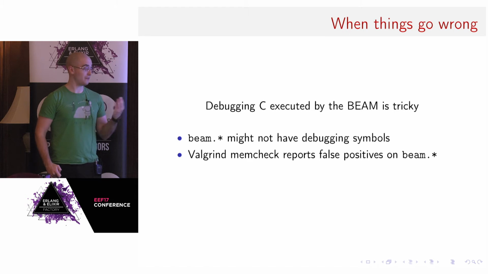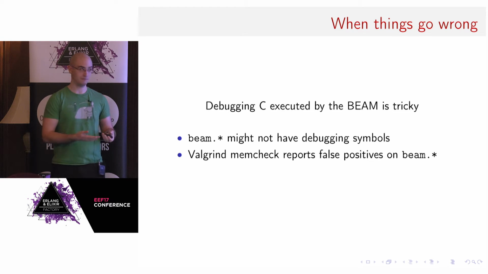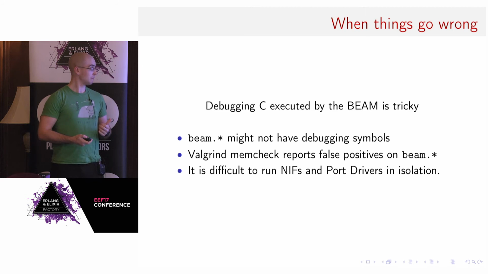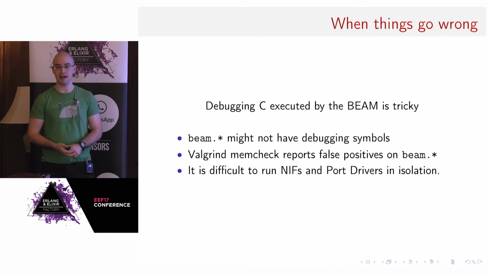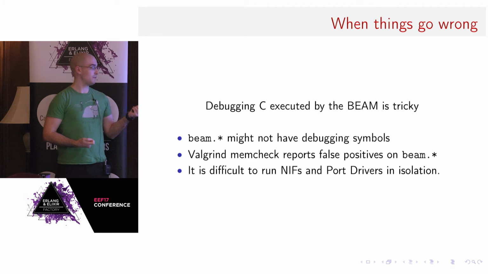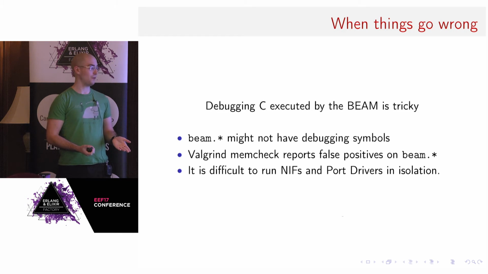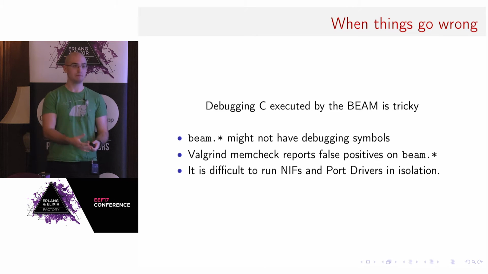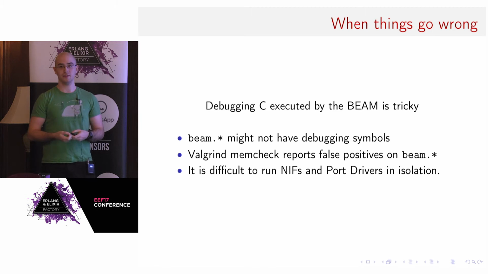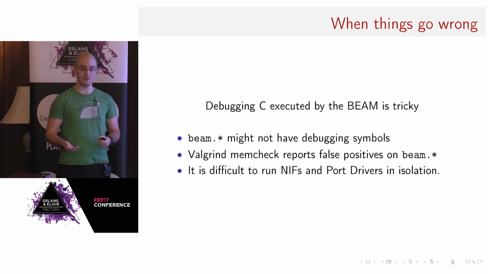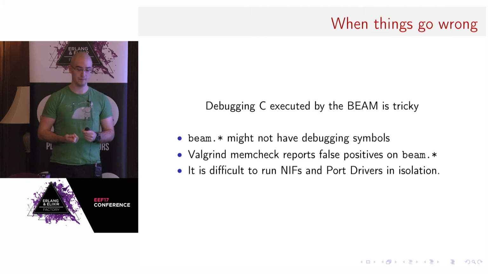Another problem is that Valgrind will occasionally report false positives saying, hey, this thing is leaking memory when it actually isn't. It just happens, I believe, because the Erlang virtual machine has its own memory allocation. And it's also difficult to run NIFs and port drivers in isolation. These NIFs and port drivers are written in such a way that they're meant to be linked in and run by Erlang. There is no main function in these. So if you want an entry point so that you can do fuzzing, let's say with American Fuzzy Lop, it's really not straightforward for NIFs.